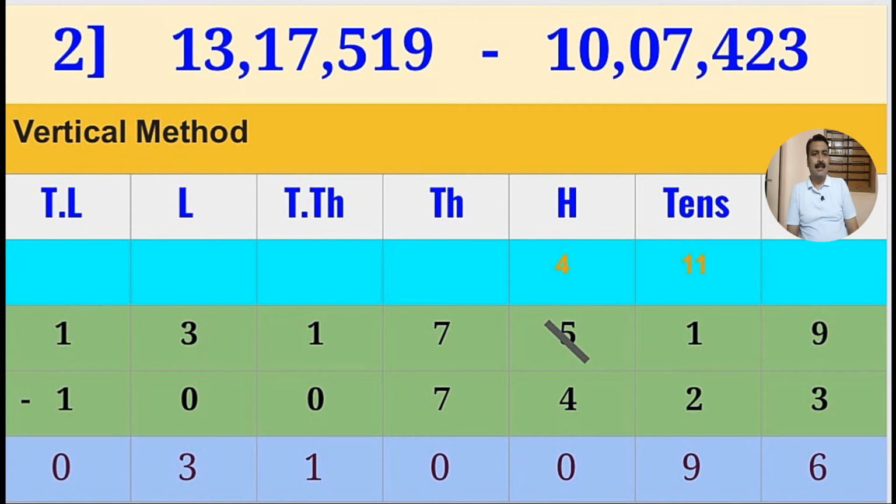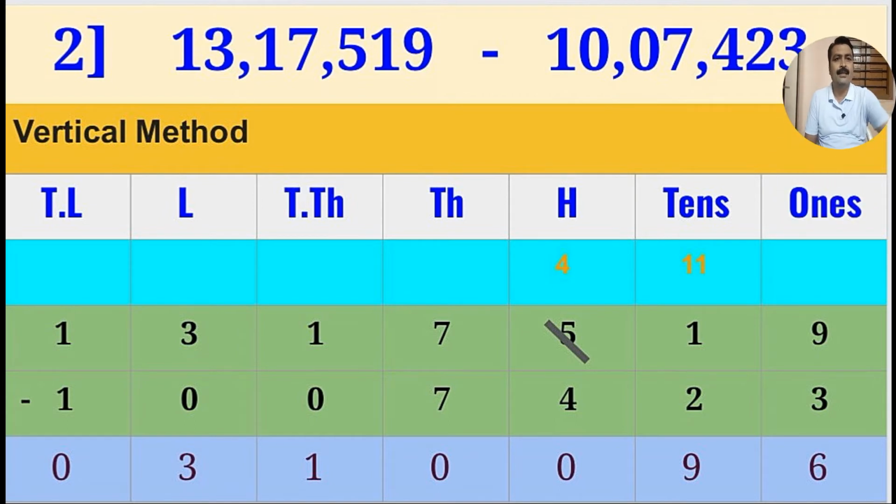So the second example, serial number 2, that we have taken here. First, we want to read out these two numbers: 13,17,519 minus 10,07,423. So after reading this example, we want to arrange these two numbers in vertical arrangement. Vertical arrangement is somewhat important to carry out the subtraction here. So let's move towards vertical arrangement.